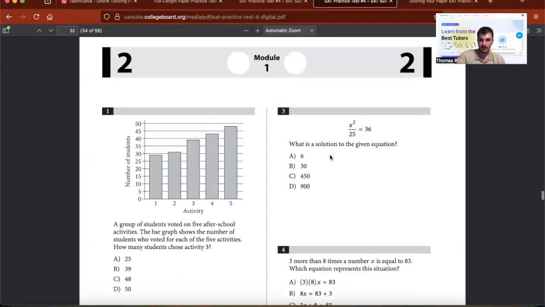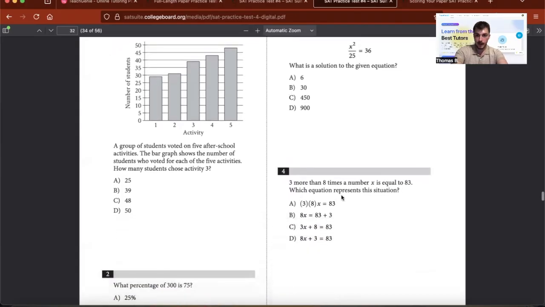All right, what is a solution to the given equation? In this case, you want to find x, so I would undo the division by multiplying both sides by 25, so it's 36 times 25. Now, in this case, you might want a calculator, but I actually can figure out the answer really quickly by doing a trick. I know the square root can apply to each of these parts. So the square root of 36 is 6, square root of 25 is 5, 6 times 5 is 30. So the answer would be B here.